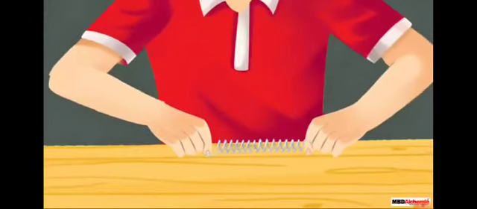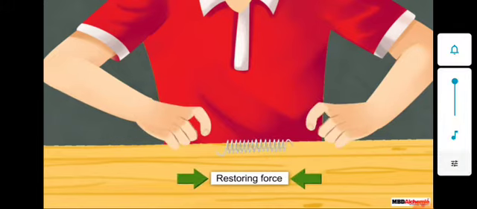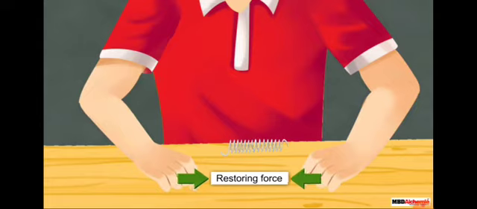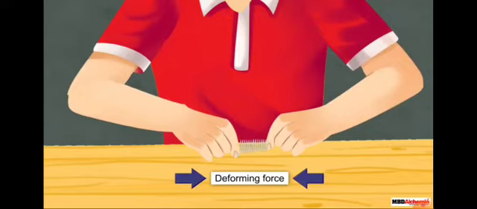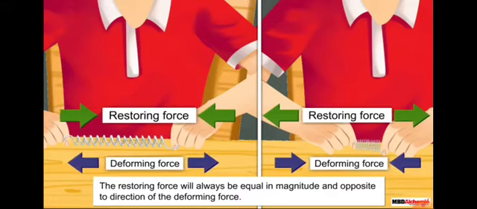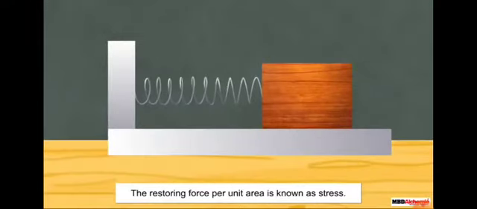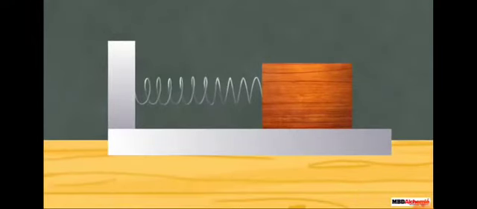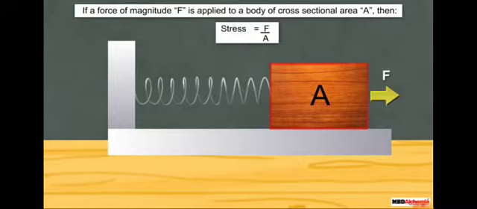When we are stretching the spring, the deforming force will act in the outward direction and the restoring force will act in an opposite direction, that is, in the inward direction. Similarly, when we compress the spring, the deforming force will act in the inward direction and the restoring force will act in the outward direction. The restoring force will always be equal in magnitude and opposite to the direction of the deforming force. The restoring force per unit area is known as stress. For example, if a force of magnitude F is applied to a body of cross-sectional area A, then the stress will be F by A.